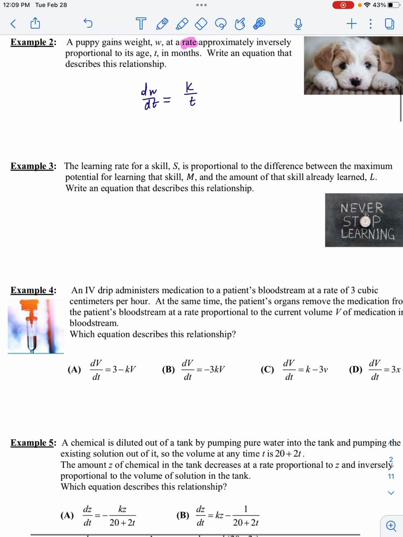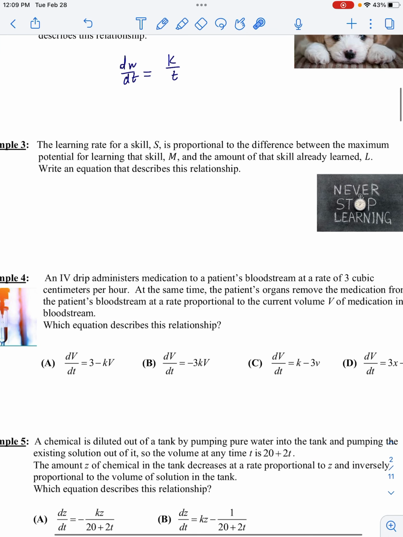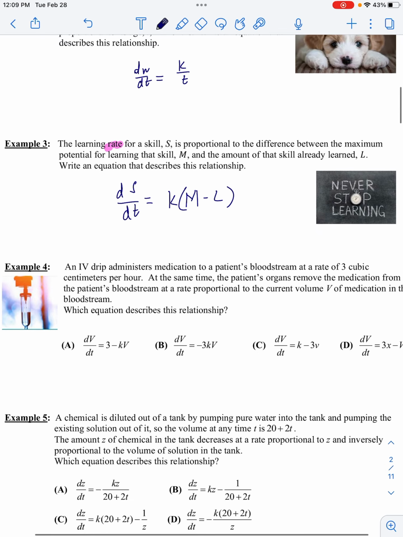Example 3. The learning rate for a skill, that's how the skill changes over time, is proportional to the difference between the maximum potential for learning that skill, m, and the amount of that skill already learned. So it's proportional to this difference, which means it's some number k times that difference.